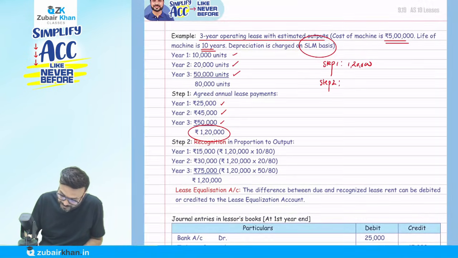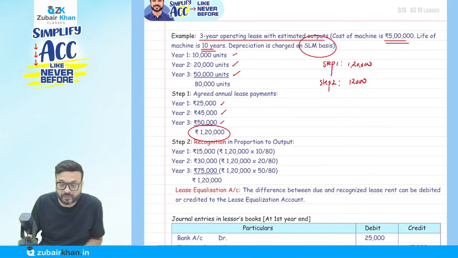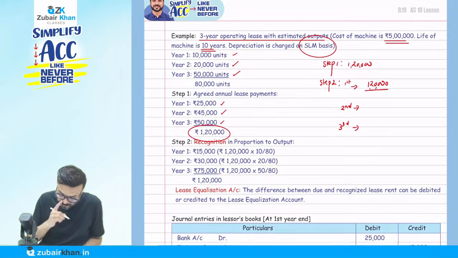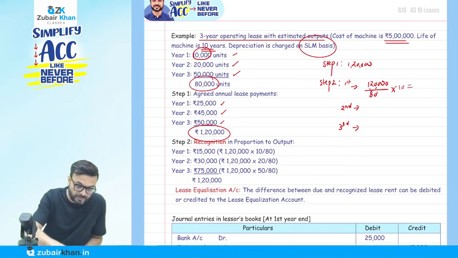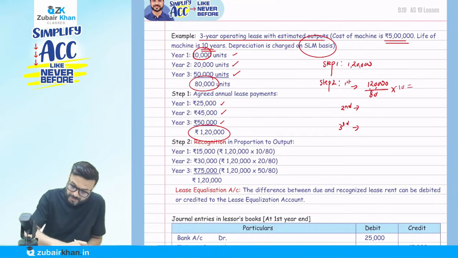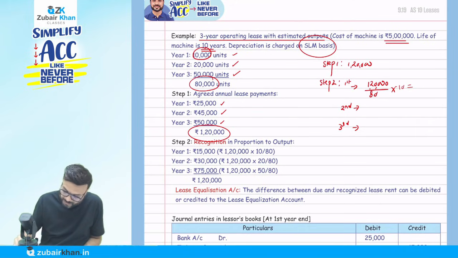Here we have 1,20,000, for the first year, second year and the third year. So 1,20,000 is the total lease rental. This is for how many units? 80,000 units. How much will be for the 10,000? So 1,20,000 divided by 80 multiplied by 10, that is coming how much? 15,000. How much for the second year?